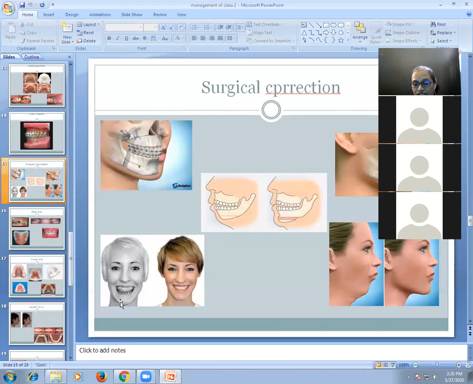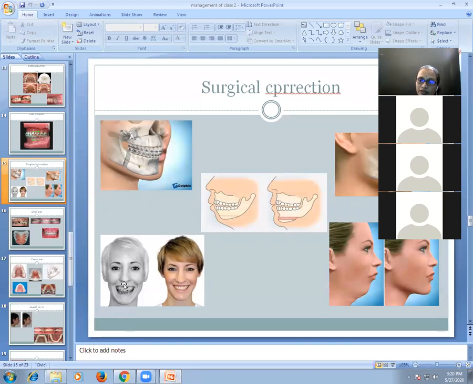So when the patient has a long face, a massive gummy smile, and deep bite, in these cases you will think of lifting this arch upwards so that there will be reduction of gums while smiling or talking. There will be correction of deep bite. So this is called maxillary impaction, surgical impaction.